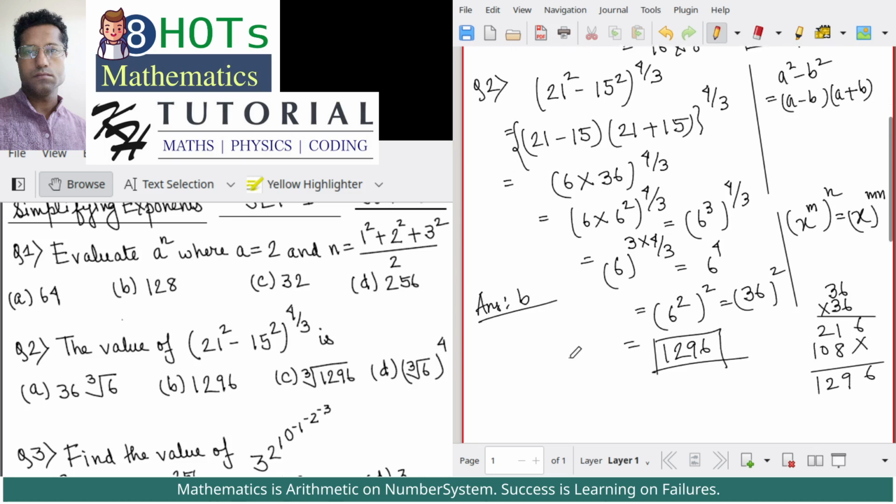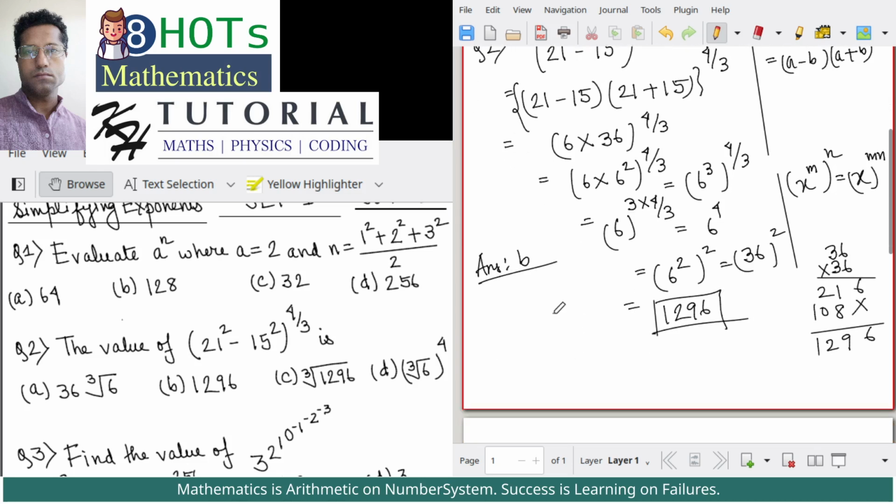Just for the sake of discussion, let's see what the choices given are. Choice A is 36 multiplied by the cube root of 6. The cube root of 6 is a radical expression. 36 can be written as 6 square, and the cube root of 6 is nothing but 6 to the power 1 by 3, applying the concept of nth root.